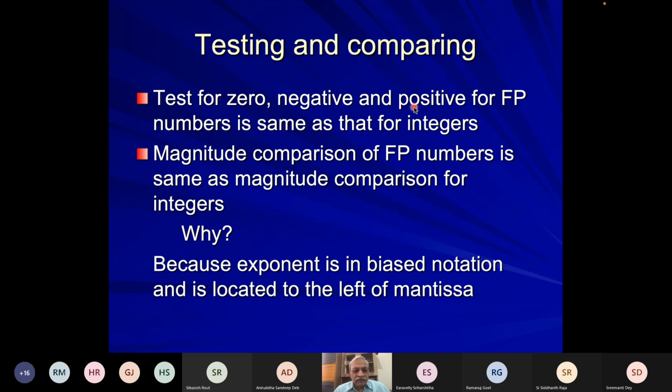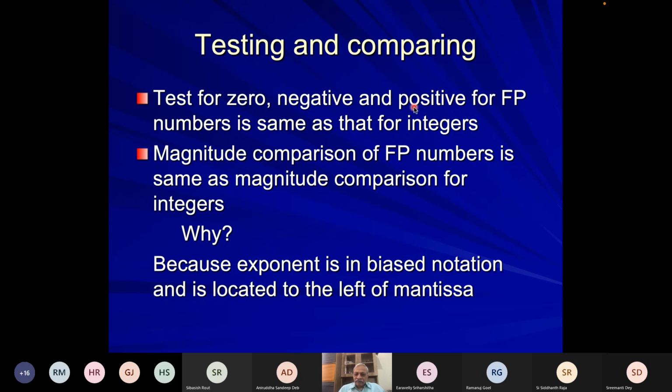The reason is that the exponent is in biased notation and is located on the left hand side. You see, if you have two normalized numbers, and one has a larger exponent, then irrespective of the fraction part, the one with the larger exponent will be larger. And since the exponent is placed in the more significant position, it is towards the left.